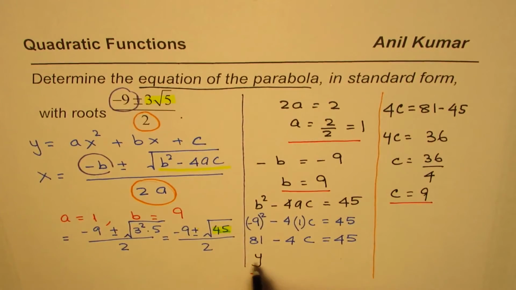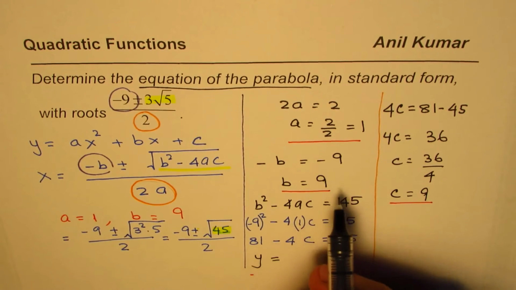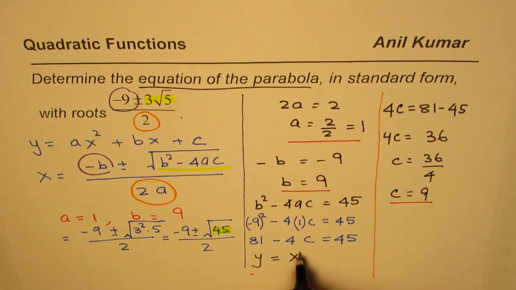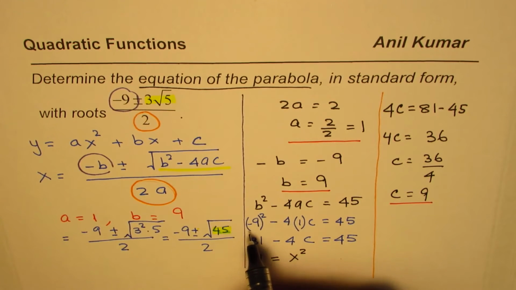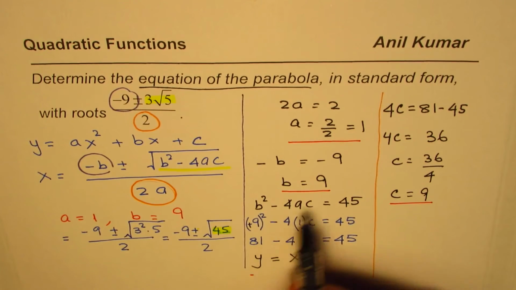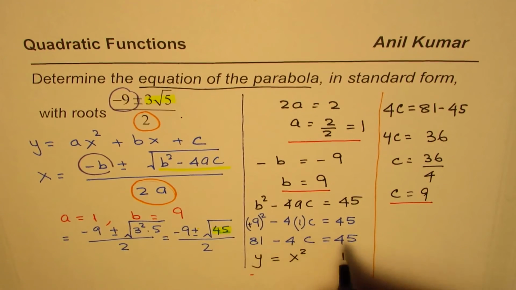The equation of the parabola will be y = ax². A is for us 1, so it is just 1 times x². B is 9 for us. Fortunately it didn't make a difference since it was squared. So B is plus 9x, and C is also plus 9. So x² + 9x + 9 is our result.